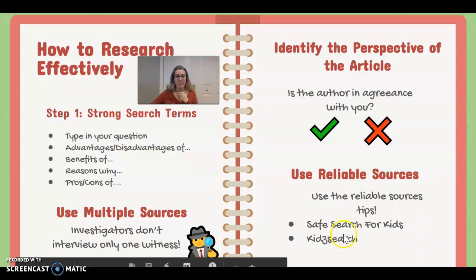So you've covered this in the past with Mrs. Charbonneau, specifically for your informational writing. And I would just like to touch on it a little bit today because this is extremely important.